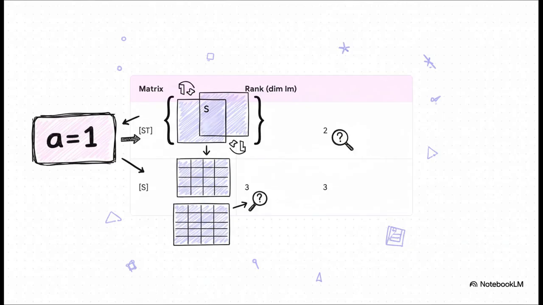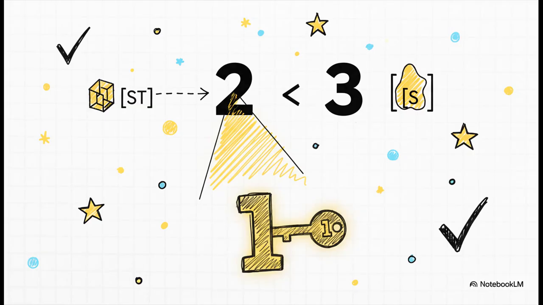Okay, let's bring in our final suspect, A equals 1. We run the exact same procedure, plug in 1 for A, do our row reduction, but this time we get a totally different result. The rank of ST is 2, but the rank of S is 3. And there it is. That's the moment. With A equals 1, the dimension of ST's image is 2, which is in fact less than the dimension of S's image, which is 3. The clue is satisfied, the case is cracked, we've found our culprit.